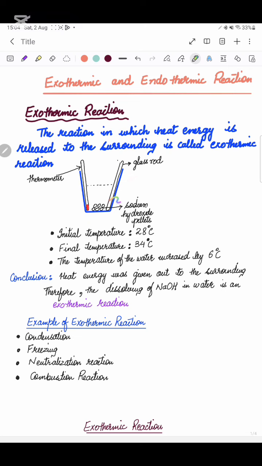We are trying to dissolve sodium hydroxide, NaOH, pellets in water. The initial temperature of water is 28 degrees Celsius and the final temperature is 34 degrees Celsius. So we have witnessed that there is a temperature increase of 6 degrees Celsius. So what actually happens here? The energy from the reactants has been released to the surrounding.